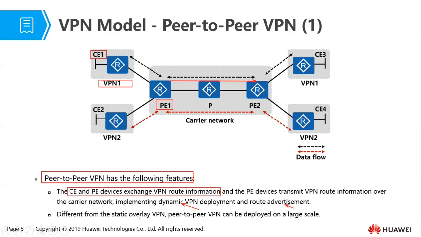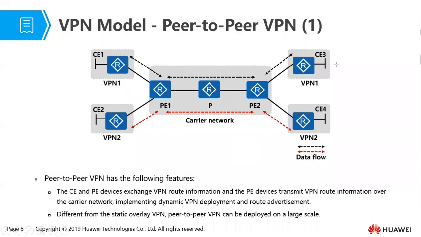This is different from the static overlay. Overlay VPNs are static, but peer-to-peer VPNs are dynamic. So peer-to-peer VPN can be deployed on a large scale. That's one of the advantages of peer-to-peer VPNs.